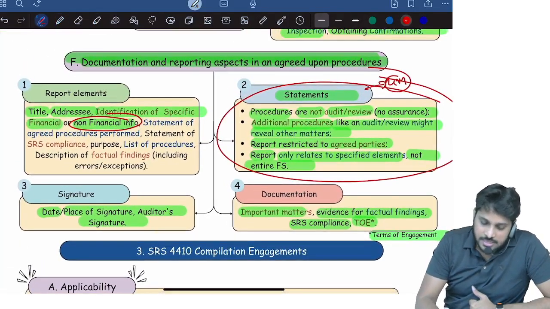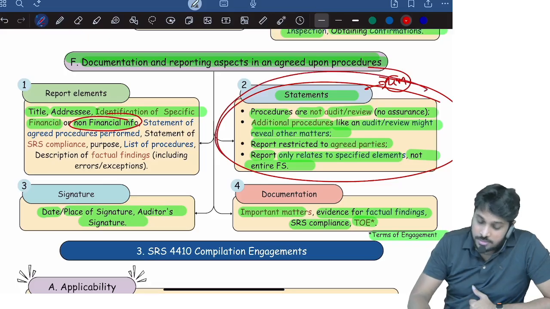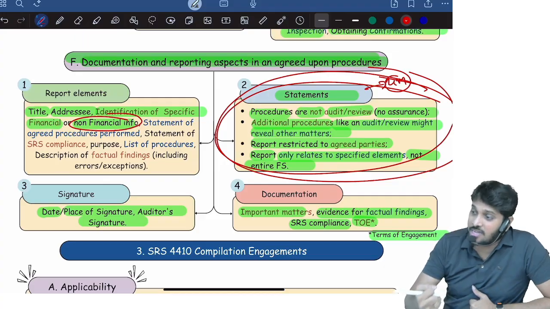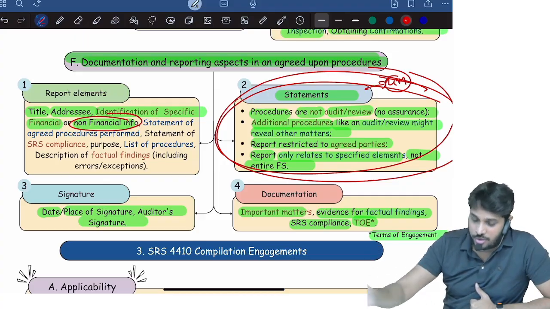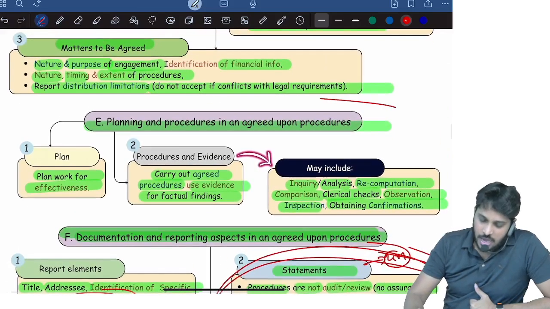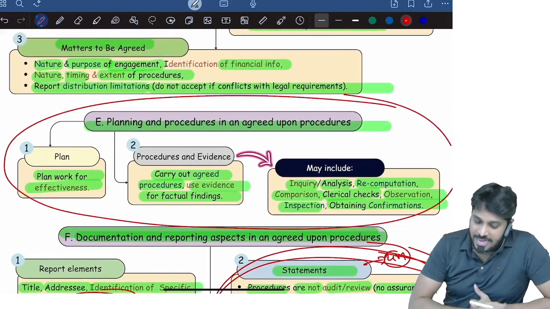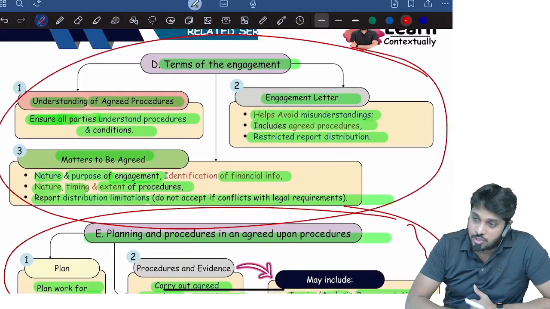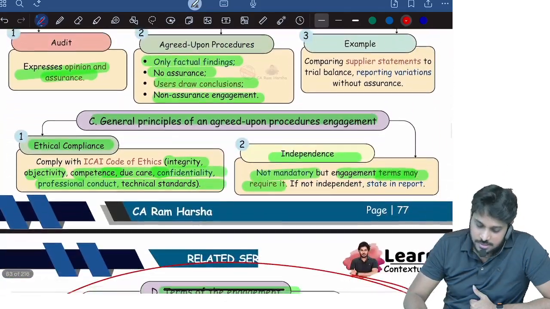So they can straight away ask you, what are the various statements the auditor has to include in an agreed upon procedure report? And how do you plan the procedures? Planning the procedures in agreed upon procedures, this itself they can ask you as a 3 marks question. Write about terms of engagement in agreed upon procedures. This itself can be asked as a 3 marks question.